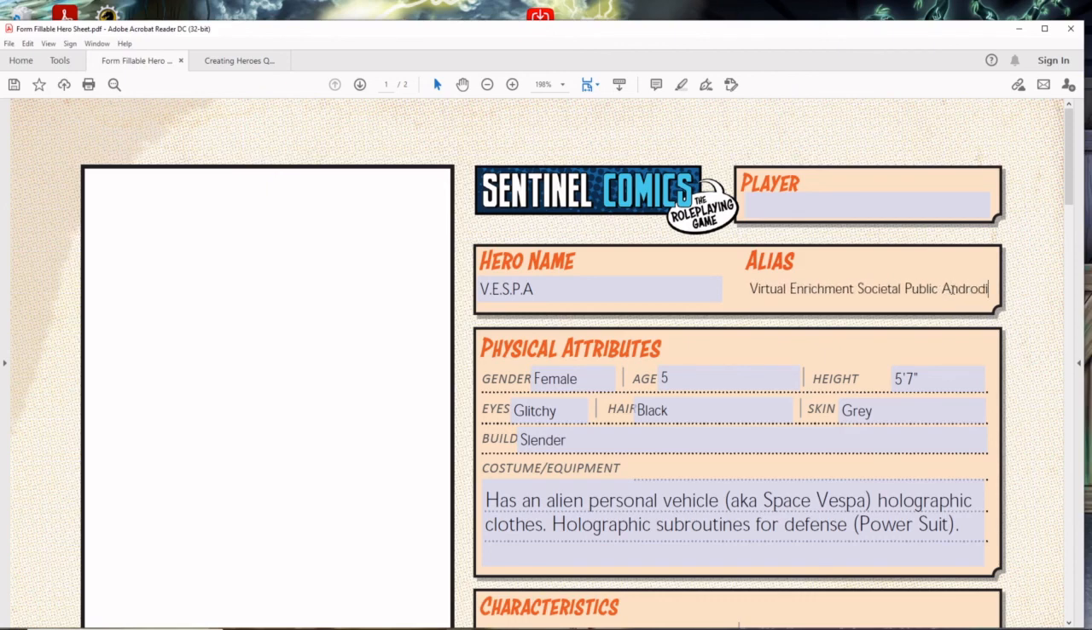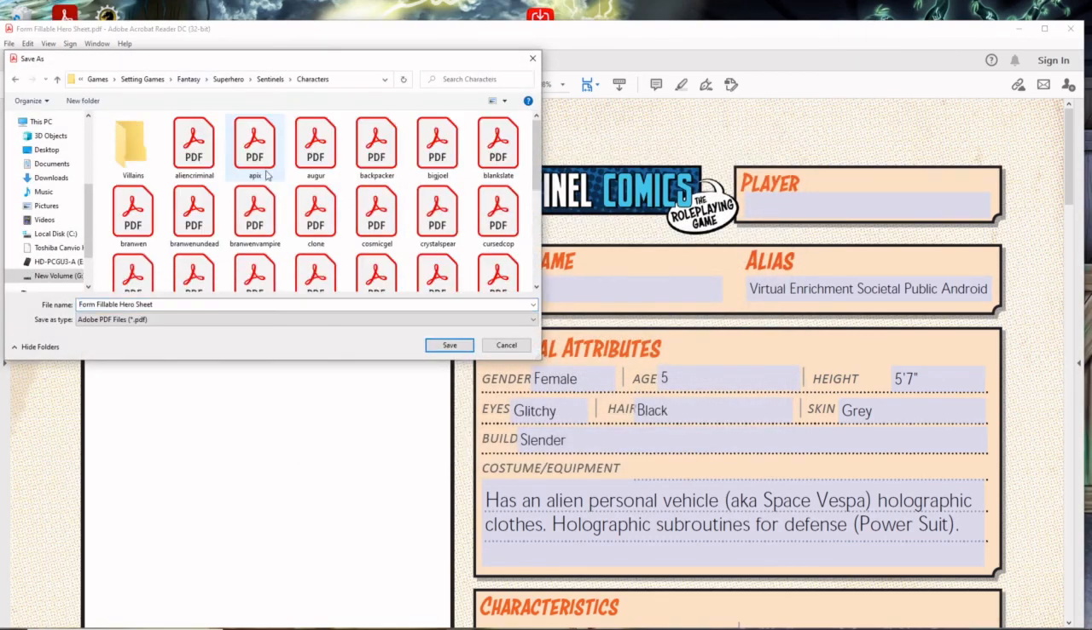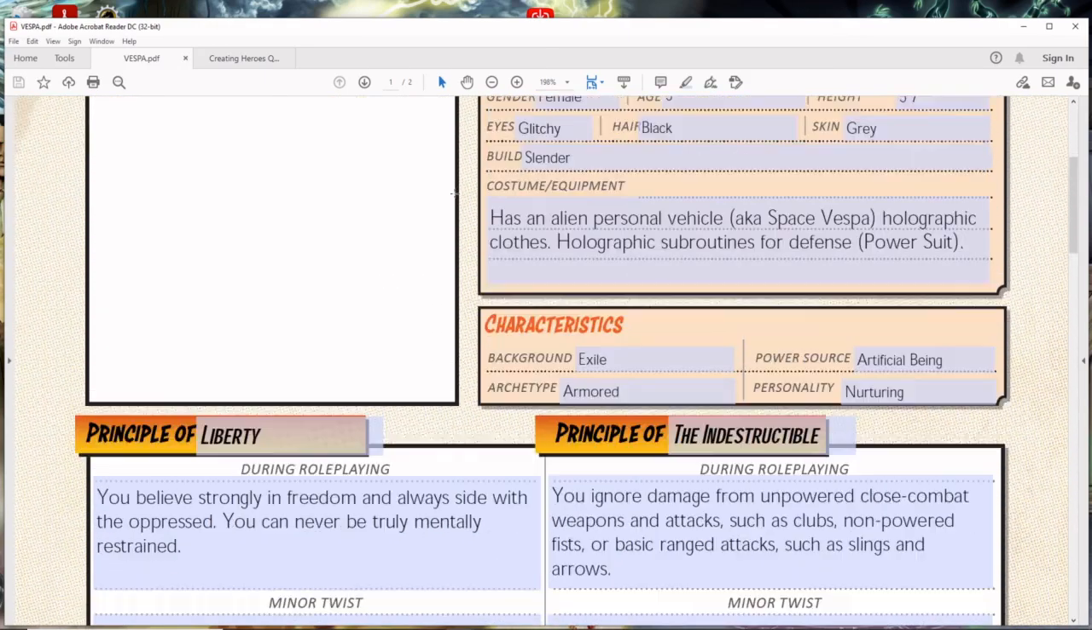Public android. Because android can include like the Blade Runners, the replicants in Blade Runner are basically enhanced clones. They're genetic, so they're still considered androids. So an android is basically an artificial person. Virtual enrichment societal public android. It's ridiculous. Okay. So there's that. Characters. V.E.S.P.A. Okay. So with that in mind, I am going to go ahead and cut this off, and I am going to make a character now. So I'm going to make a Hero Forge character. Actually, I won't make a Hero Forge character because I can't make a V.E.S.P.A. I can't make a space scooter. I think we'll stop here.